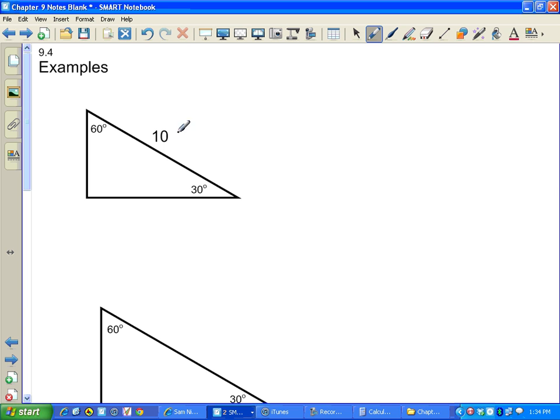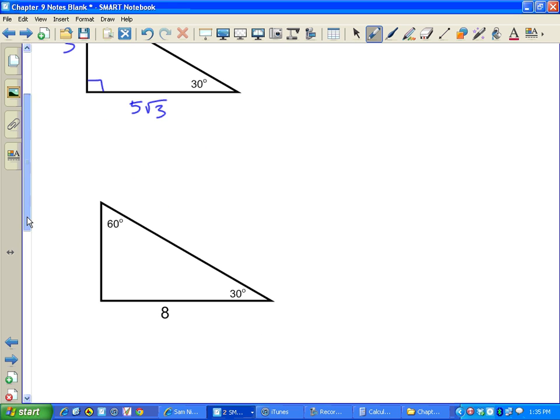Here's the 30, 60, 90 triangle, and they're telling me the hypotenuse is 10. Well, that means that the short side is going to be half that much. And the long leg is going to be the short leg times the square root of 3. Okay, by the way, I knew this is a right triangle because 30 and 60 add up to 90, leaving 90 for this side. Same thing here. Now I've got the long side.